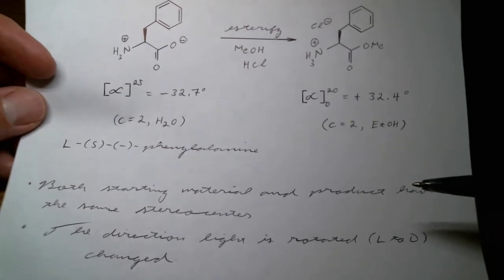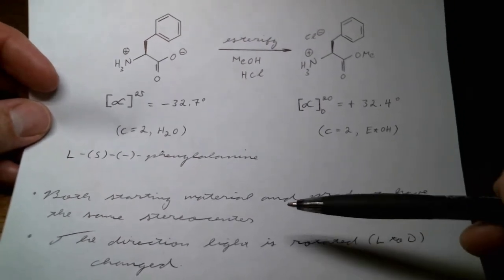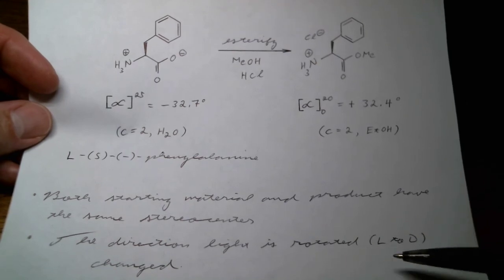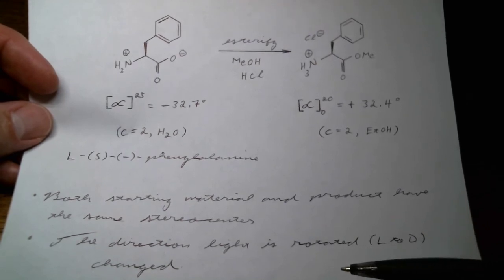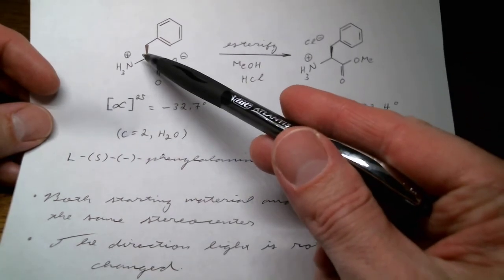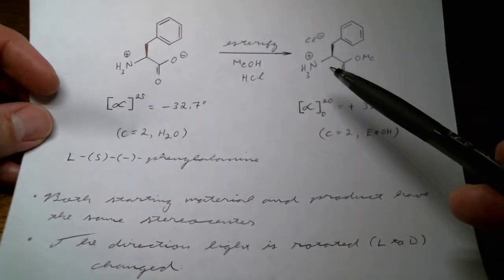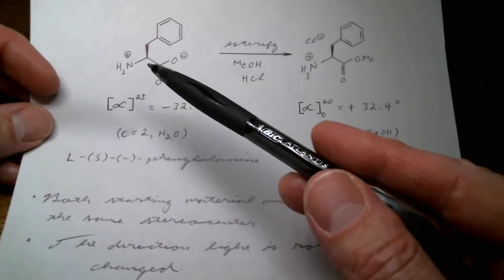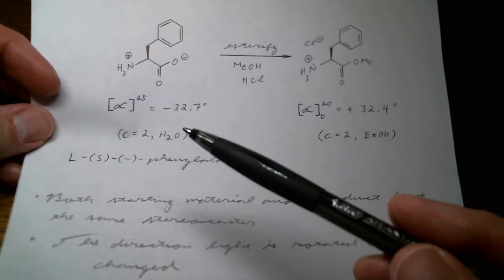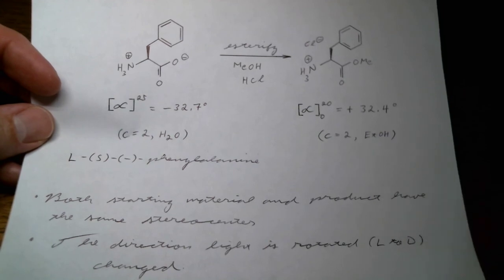So both starting material and product have the same stereocenter. The direction that light is rotated, L to D, changed though. So L and D don't have anything to do with what our stereocenter is, because our stereocenter stayed the same between our starting material and our product. But the way that light was rotated definitely changed.